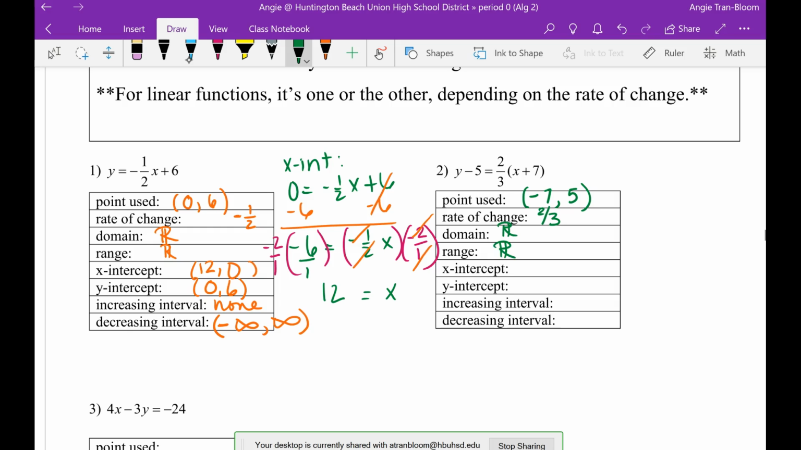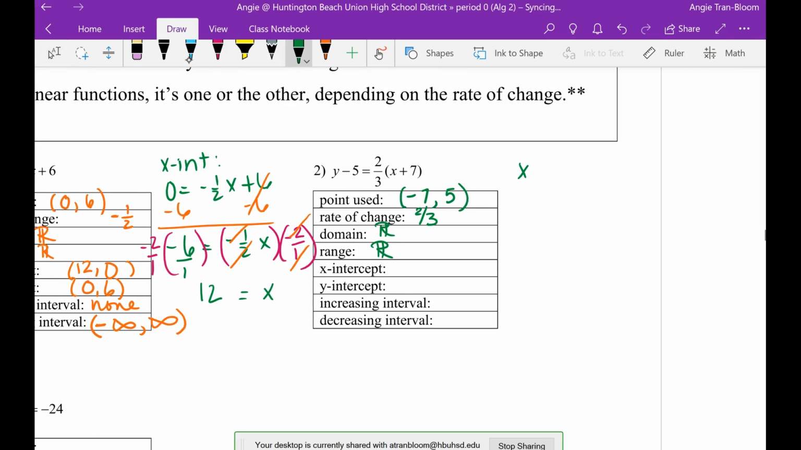We need to find what now? X-intercept, y-intercept. So let's do it. X-intercept is when y equals 0. So I'm going to plug in 0 minus 5 equals 2 over 3 times x plus 7. 0 minus 5 is just negative 5, right, class? Equals 2 over 3 times x plus 7. There are multiple ways to solve for x. What would be the easiest for you?